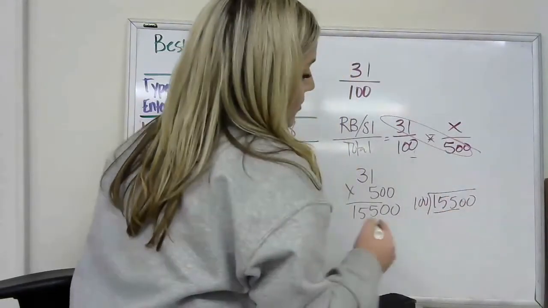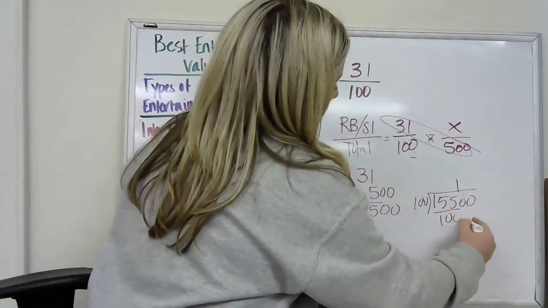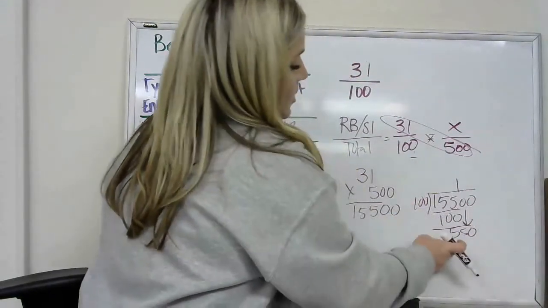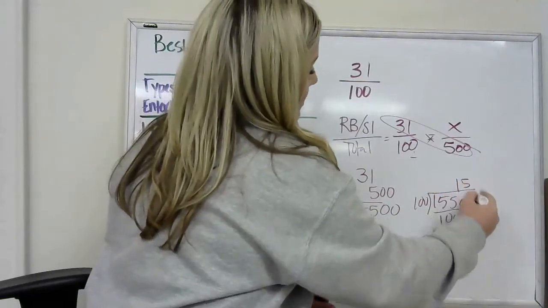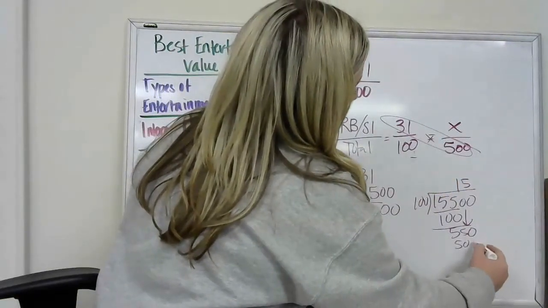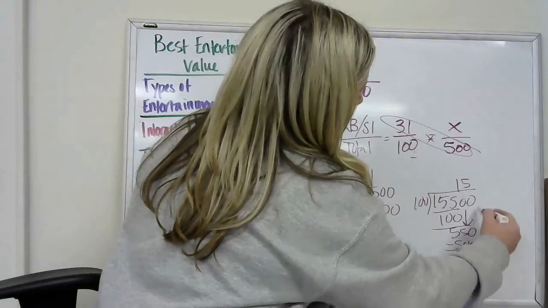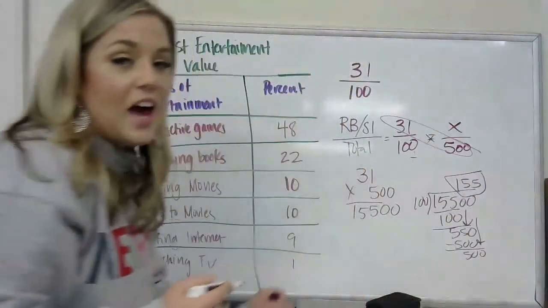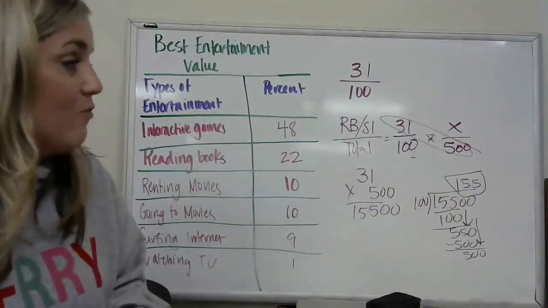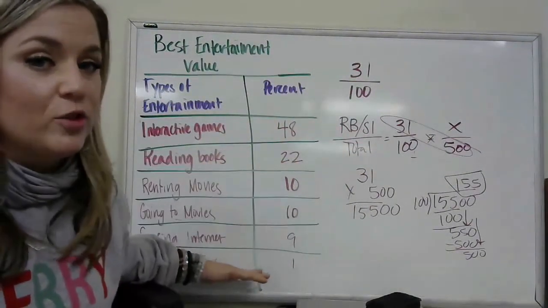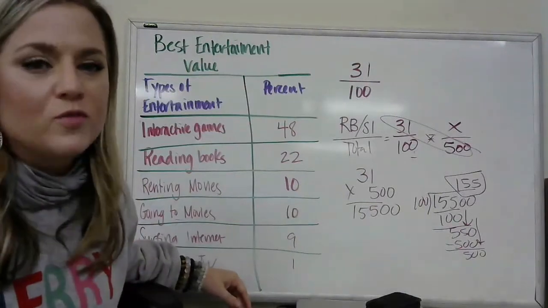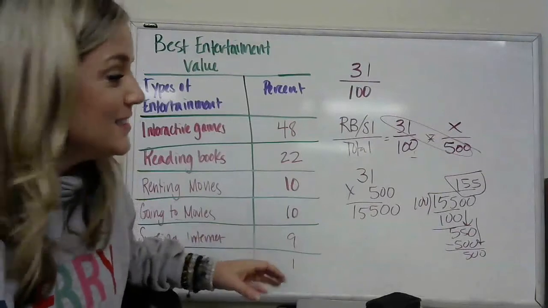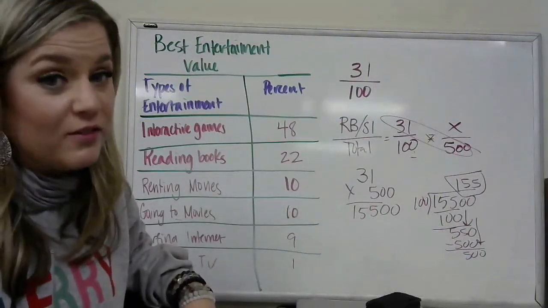100 goes into 155 one time, and we have 55 left over. 100 goes into 555 five times. And then, so we can expect 155 people if they surveyed 500 people. We wanted to know out of those 500 people how many were reading books or surfing the internet, and we would have gotten 155 of them, because these are percentages.